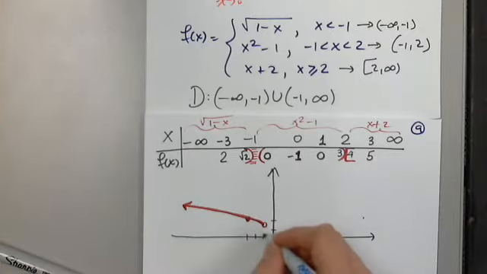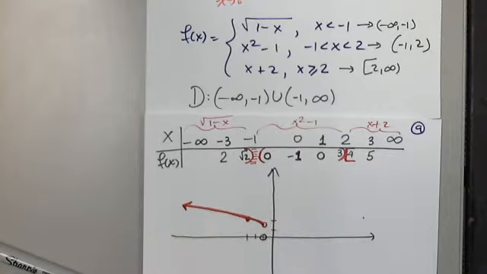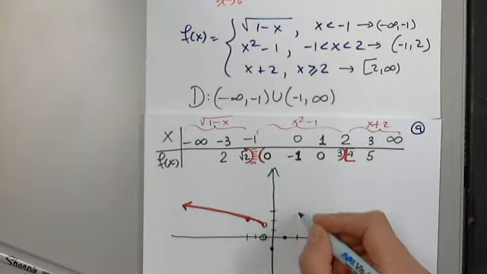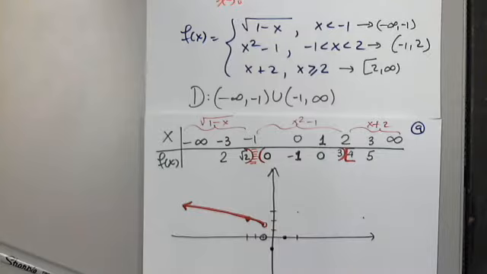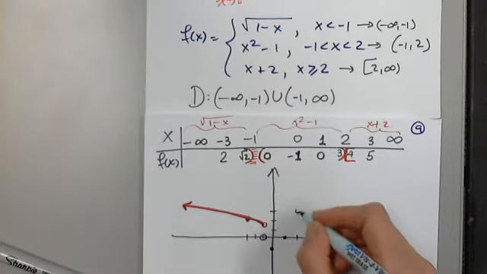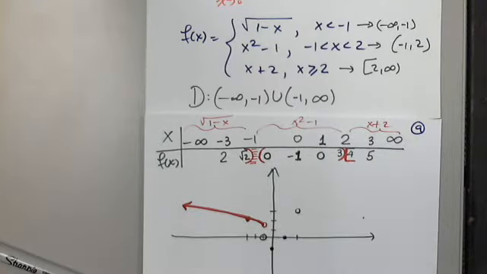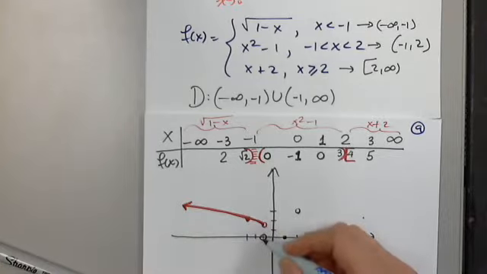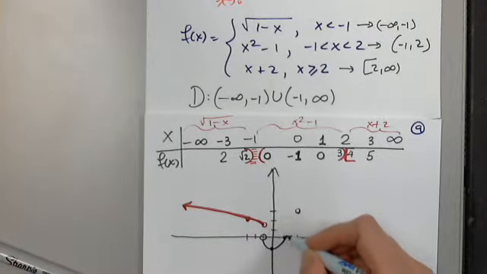Negative 1 comma 0, an open point. 0 comma negative 1, 1 comma 0, and 2 comma 3. What type of point is 2 comma 3? What type of function is x squared minus 1? Please do not graph it as a straight line or as a corner. It's not a corner.